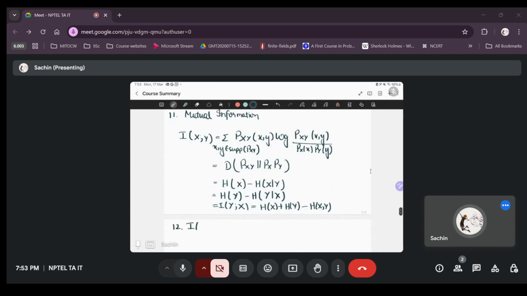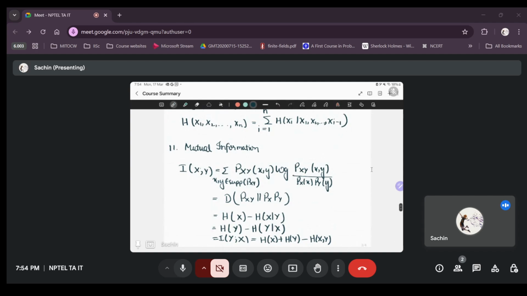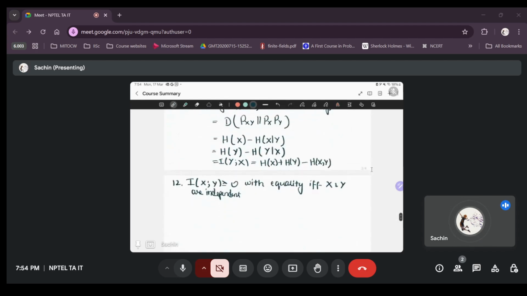We have that I(X;Y) is greater than or equal to 0, with equality if and only if X and Y are independent. This comes from the fact that I(X;Y) is the divergence between p_XY and p_X p_Y. So divergence is always greater than or equal to 0, so mutual information is greater than or equal to 0. Equality holds only if p_XY is equal to p_X p_Y, which means X and Y are independent.